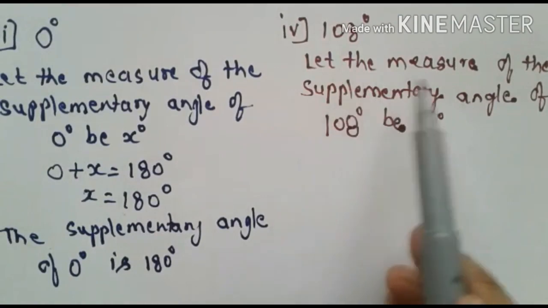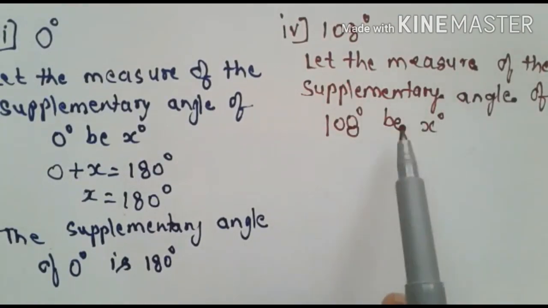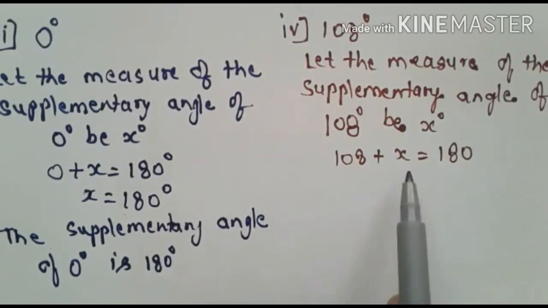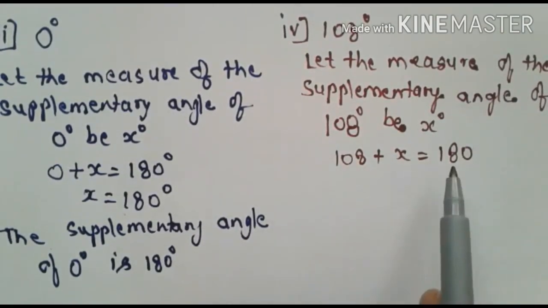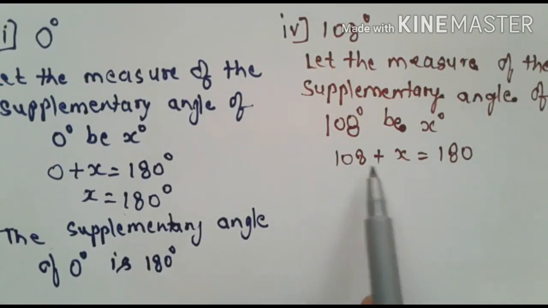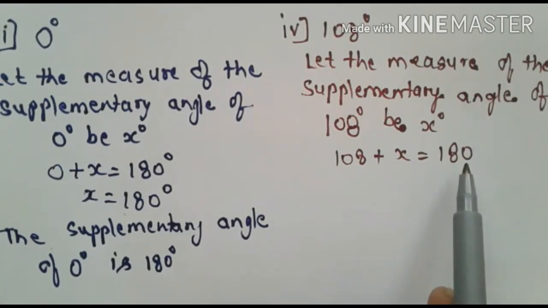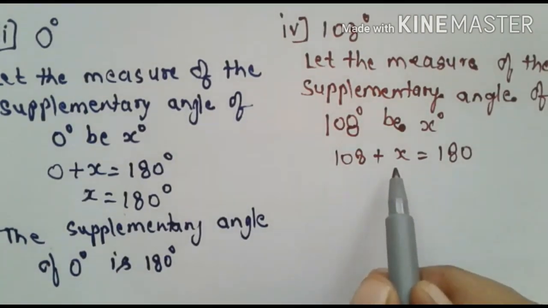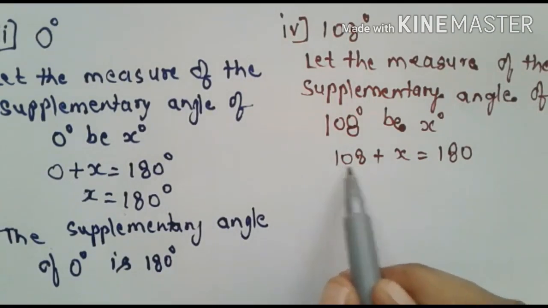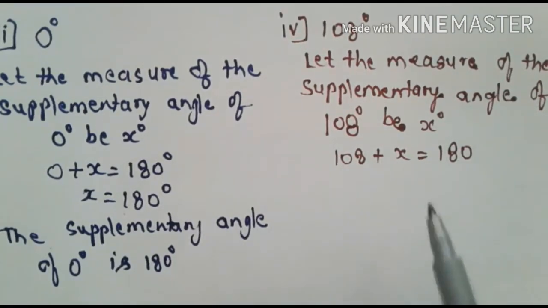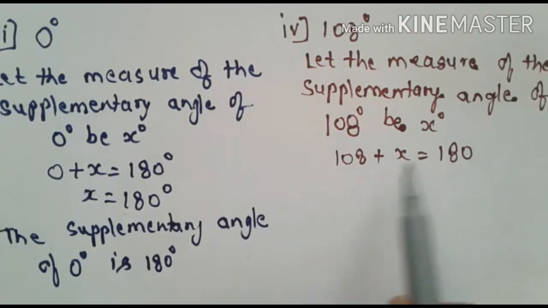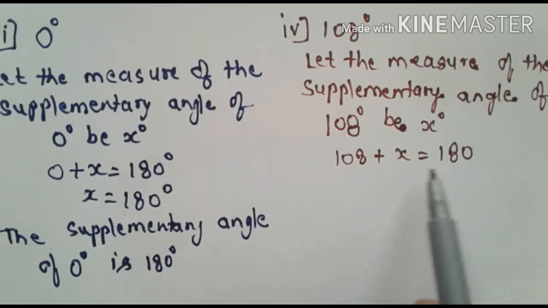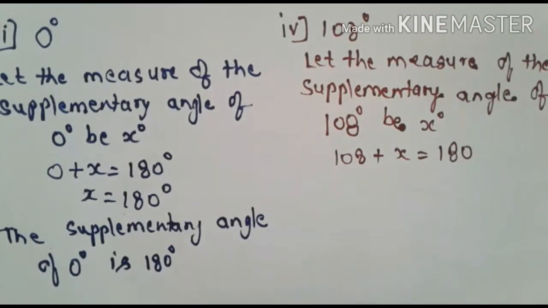Next is 108 degree. Let the measure of the supplementary angle of 108 degree be x degree. Now according to the definition, if the sum of the two angles is 180, then they are said to be supplementary angles. So 108 plus x is equal to 180 degree. Now here we want the value of x. So subtracting 108 from both the sides, or in another way, simply transpose this to the other side. So this is 108. When it gets transposed to the other side, it will become x is equal to 180 minus 108.